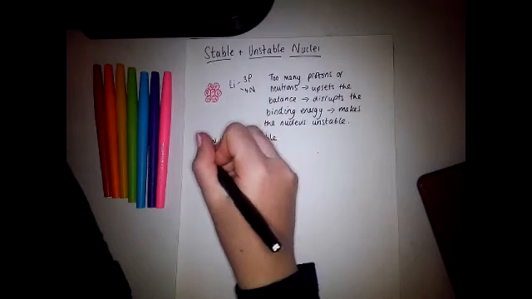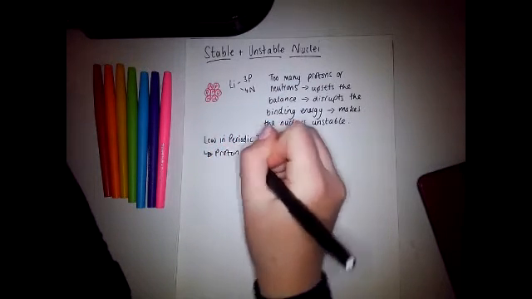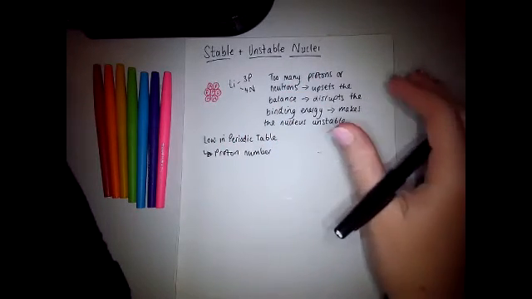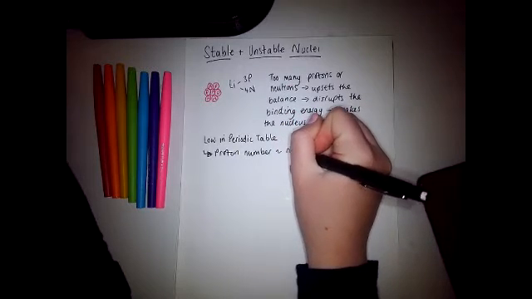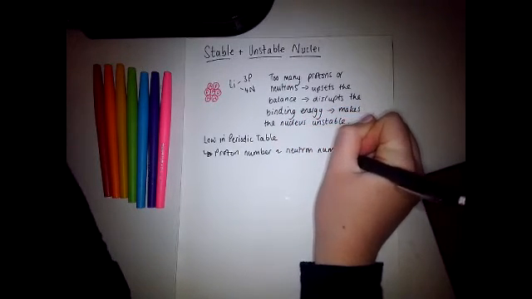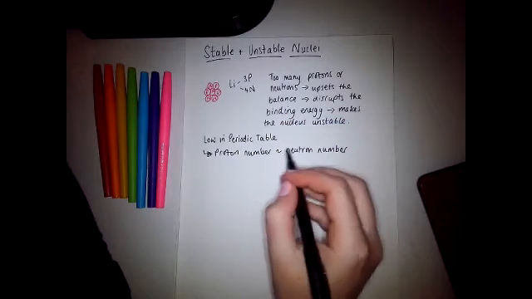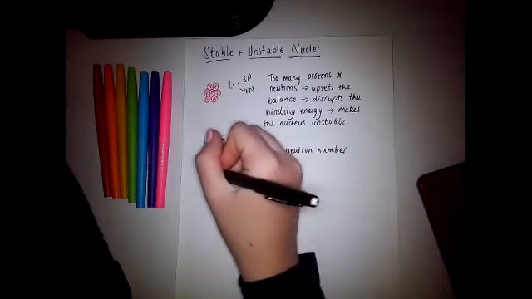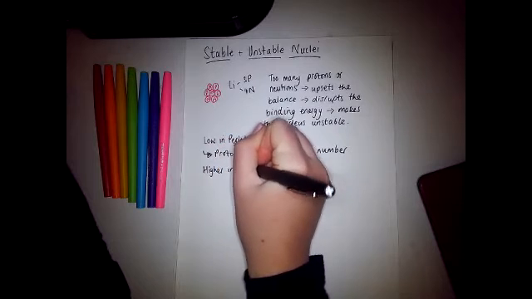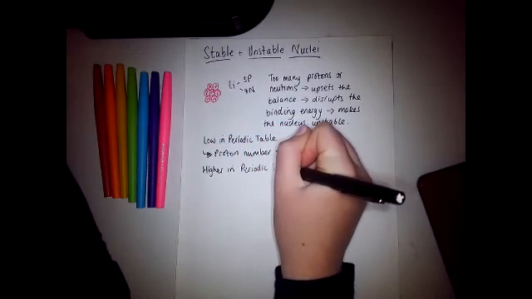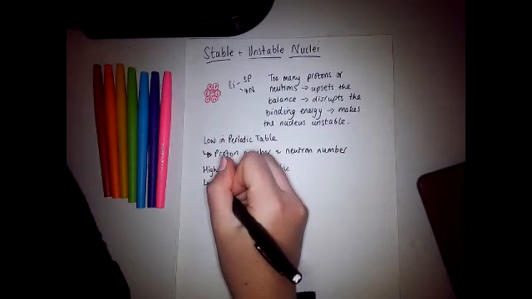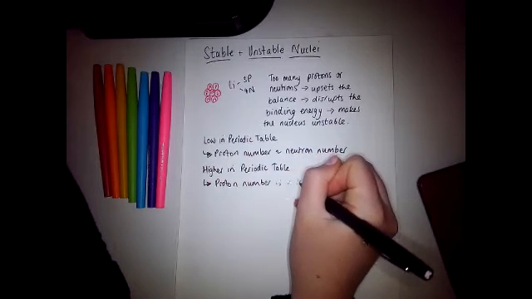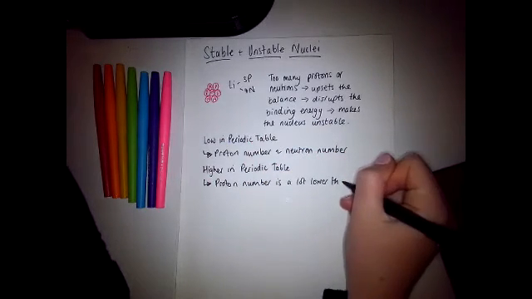So low in the periodic table, the proton number is relatively equal to the neutron number. That little scribbly line symbol means approximately. So the proton number is approximately the same as the neutron number. But if you go higher up in the periodic table, the proton number is a lot lower than the neutron number.